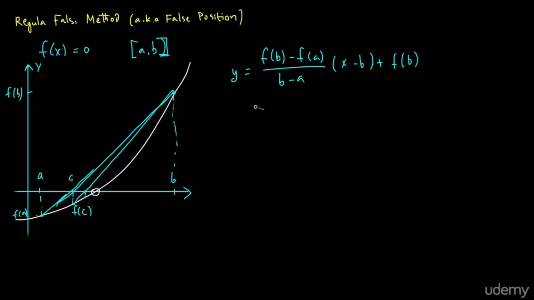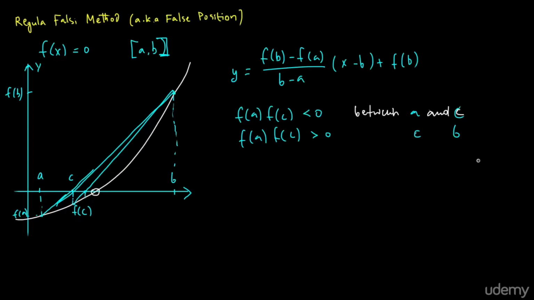And then, as we've seen before, we apply Bolzano's theorem, meaning that if f of a times f of c is less than 0, the solution is between a and c, and if f of a times f of c is greater than 0, then the solution is between c and b. So there is that to it.